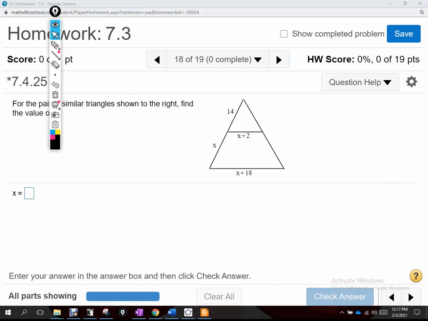So again, I'm just going to label things. I'm going to label this as A, B, C, D, and E. It says for the pair of similar triangles shown to the right, find the value of x. So we know they're similar.